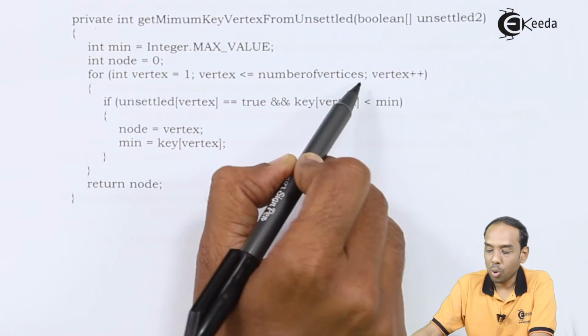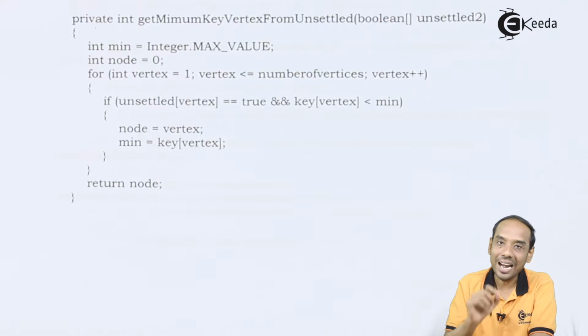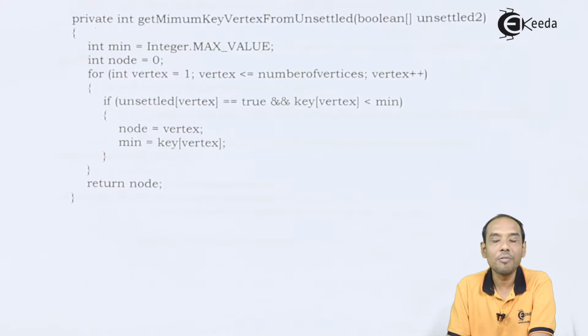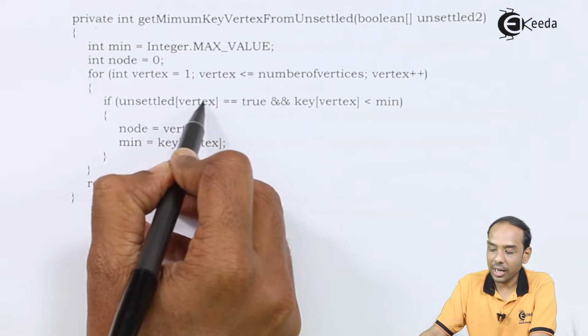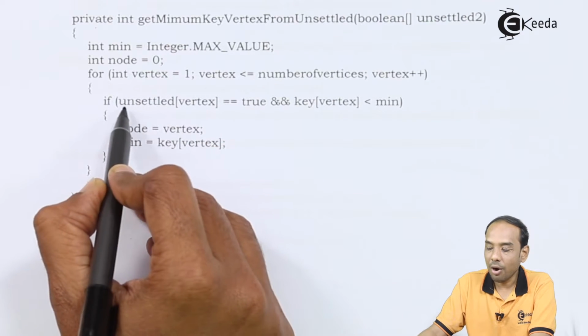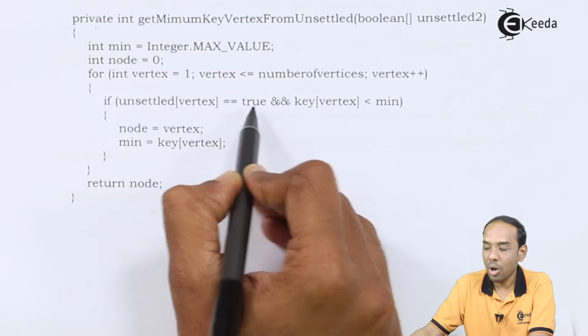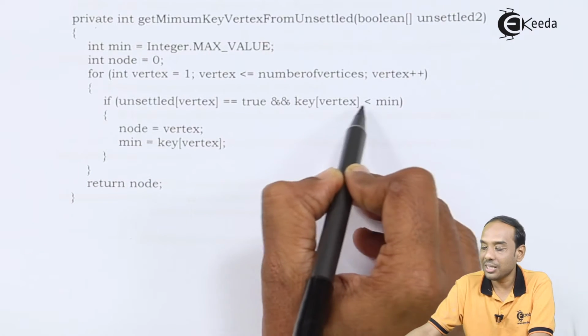If this is true, then only we go for checking of the unsettled vertices. That is the vertices which we have not visited till now, that need to be visited, and get the minimum key value from this set of unsettled vertices. We have if unsettled vertex is equal to true. So we have the vertex value as the parameter of the array unsettled. So we write down if unsettled vertex equal to true and key vertex is also less than min.